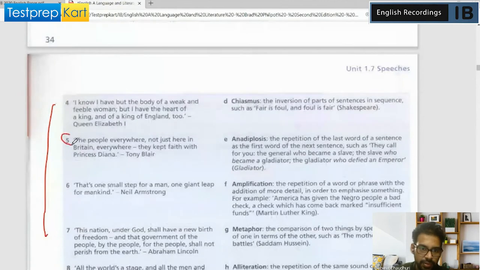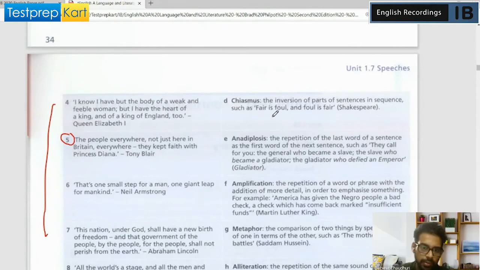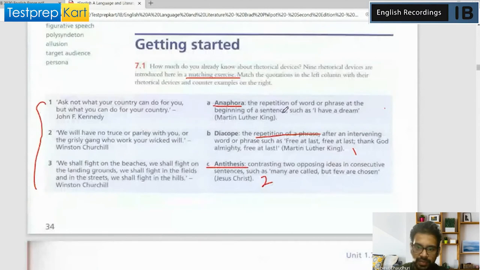Five is an anaphora. Okay. The people everywhere, not just here in Britain, everywhere. So repetition of a word at the beginning of the sentence is an anaphora, right? So it should be five. B, diacopa, the repetition of a phrase after an intervening word. Free at last, thank God Almighty, free at last. This is option three.